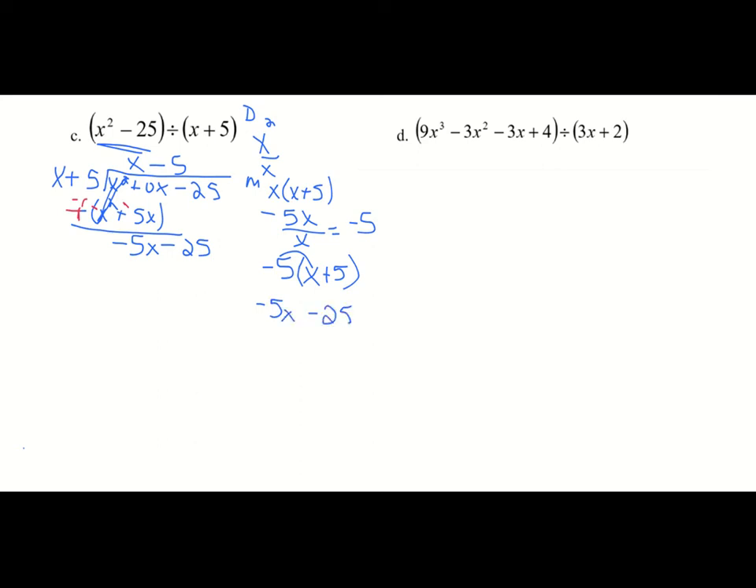So again, we have to go in there and do our subtraction. So minus -5x minus 25. But again, that negative means take the opposite, which helps us out a lot here, because when we go to combine like terms, both of them cancel out and we get a 0. So that means that our final answer is just x minus 5.